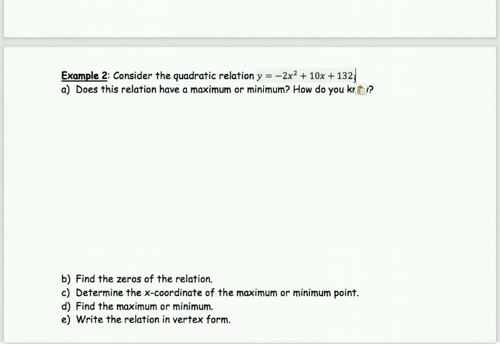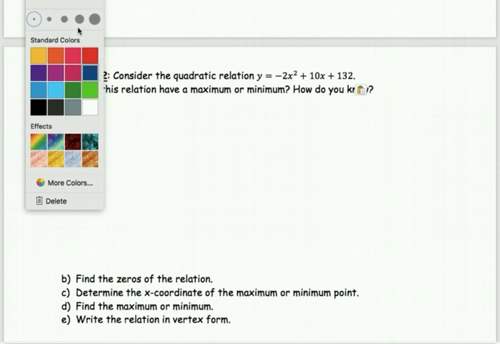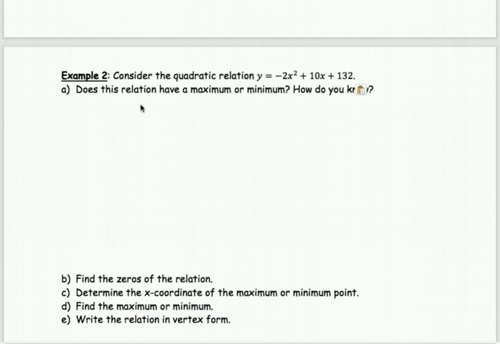So you can go through all these steps and then check the graph using Desmos. Again, I'm looking at the A value here, and we're trying to determine if it opens up or down, and then determine if it has a maximum or a minimum. Here is the equation, and we're looking at the A value, and you can see that it's a negative 2. So it's a negative, which means it opens down.